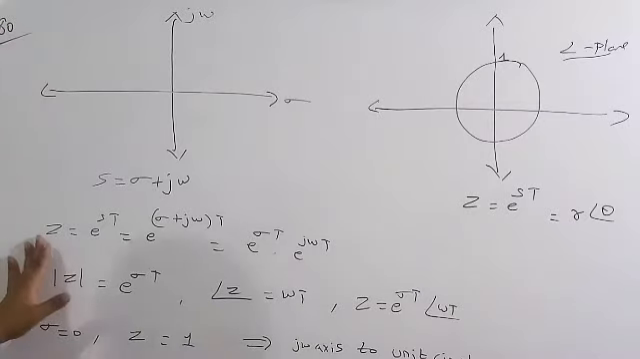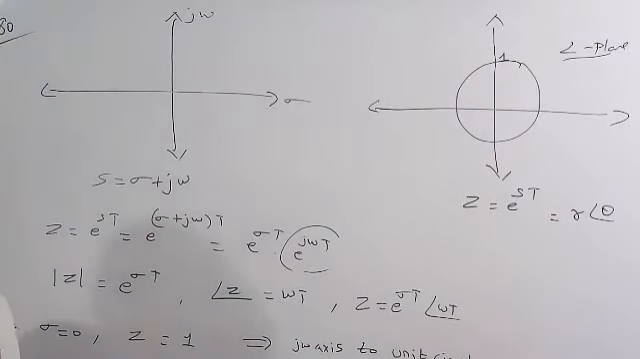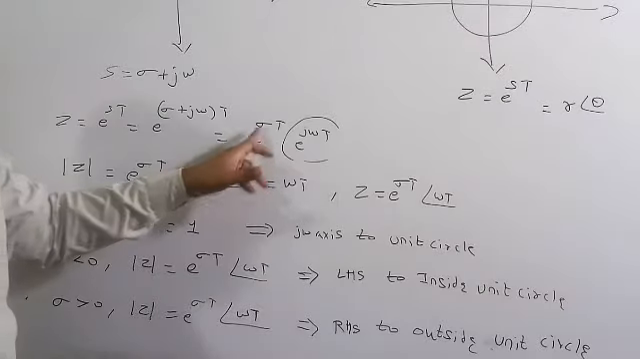Now I am going to write the magnitude of z. The magnitude of e to the power of j omega T is nothing but 1, because the square root of sin squared theta plus cos squared theta is equal to 1. So therefore only e to the power of sigma T is present.